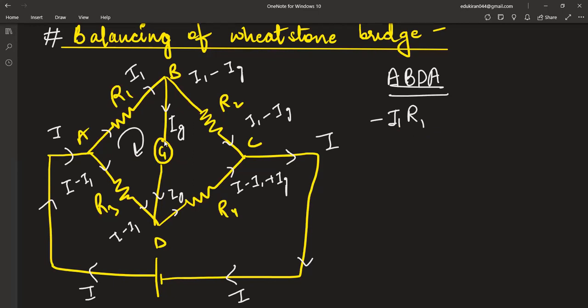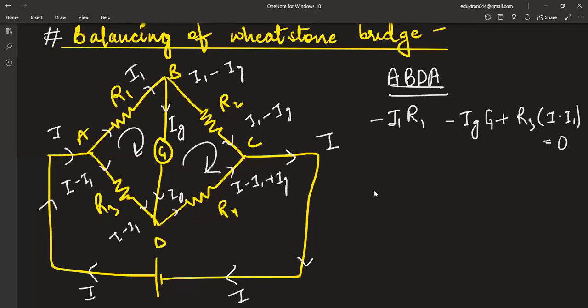So this is the resistance of the galvanometer, G, current is IG. So I'm moving along the direction, so minus IG into G. And last, I am moving in the opposite direction, so this will be plus. This will be plus R3 into I minus I1, and this entire expression will be equal to 0. Right? This is solved. Fine.